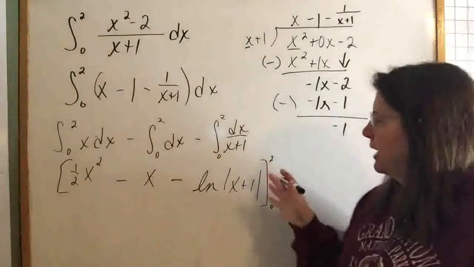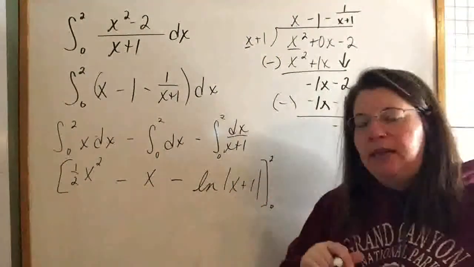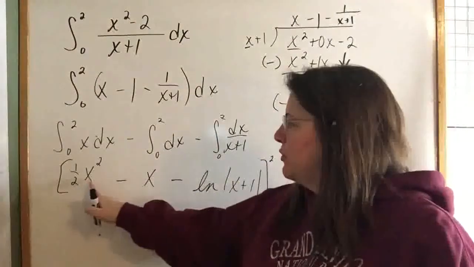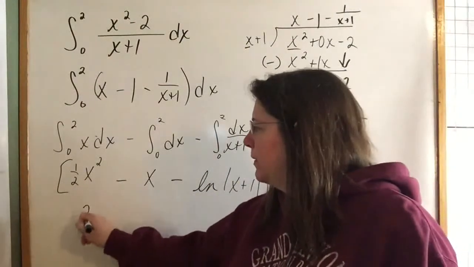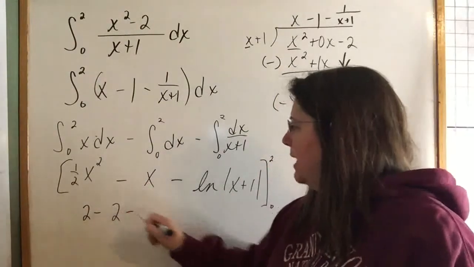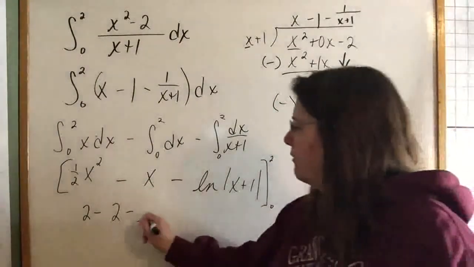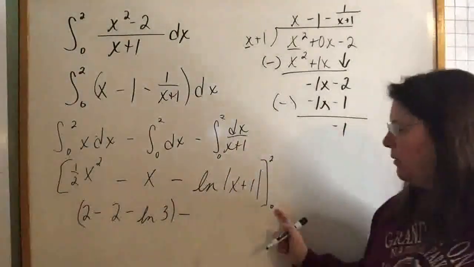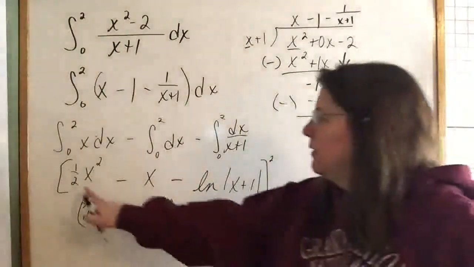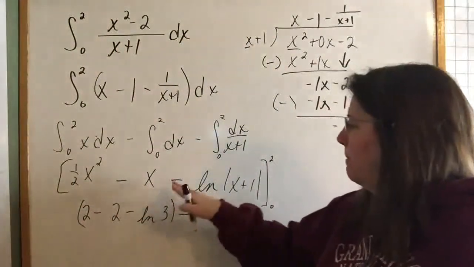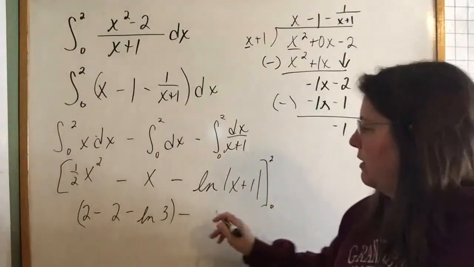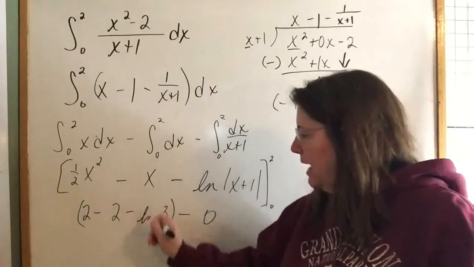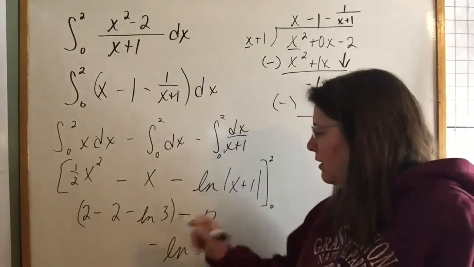So now I can plug in my a and b to get the final answer. If I plug 2 into each of these, 1/2 times 2 squared, 1/2 times 4 is 2, minus 2, minus the natural log of 2 plus 1, which is natural log of 3. That will be minus what I get when I plug in 0. Well, that's 0 minus natural log of 1, which is also 0. So my answer, 2 minus 2 cancels. I end up with negative natural log of 3.